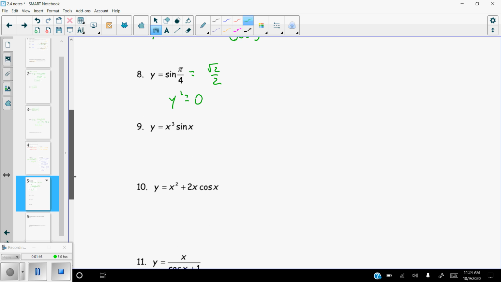Okay, number 9, y equals x cubed sine of x. So once again, product rule, the derivative of the first, 3x squared, times the second, sine of x, plus the derivative of the second, cosine of x, times the first. I'm going to just go ahead and put this right out in the front so it is already cleaned up. We're good to go. That's it.